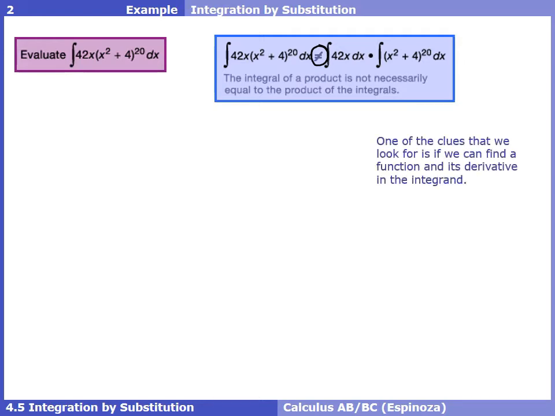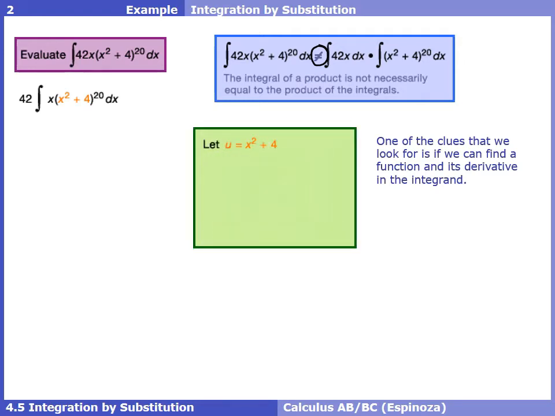So one of the clues again that we're looking for is, do we see a function and its derivative in the integrand? Do we see it in our problem that we're trying to integrate? And in this case, we do. If I pull that 42 out to the front, it's just a constant. And if I realize that x squared plus 4 could be the function that we take a derivative of to get x, which is in front of the parentheses, then you'll be on the path of seeing that this is an application of the process called integration by substitution.